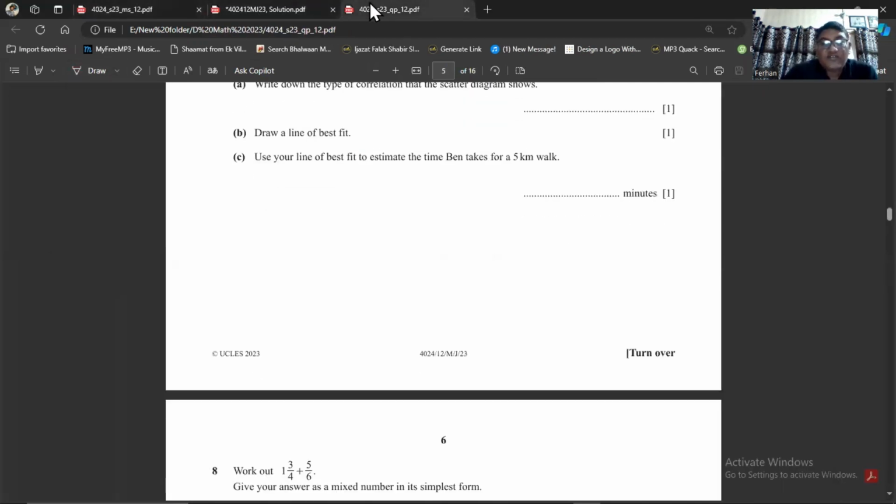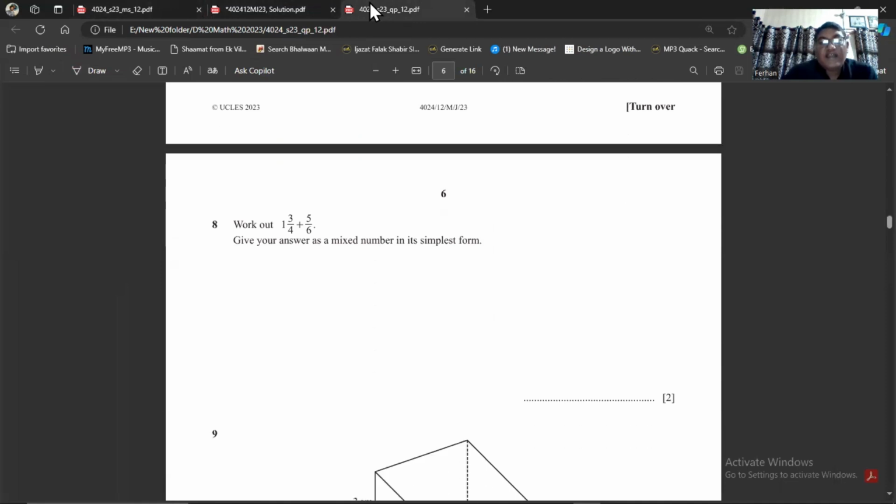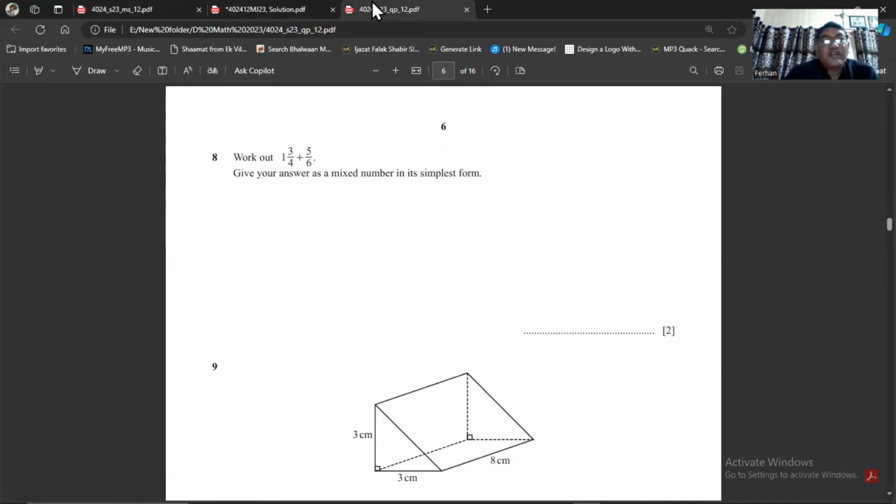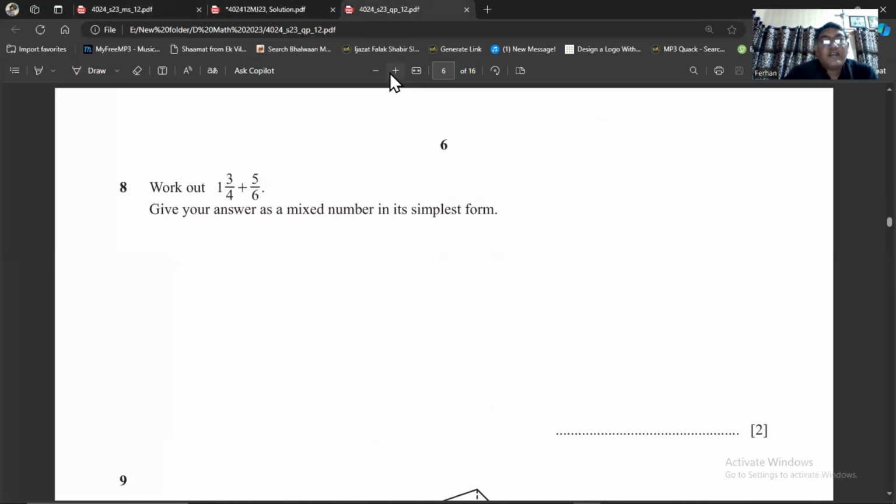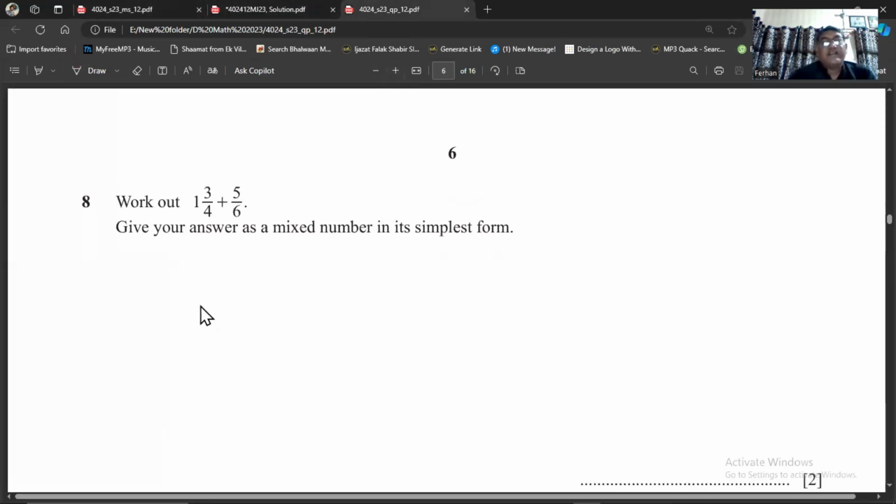Okay, so we are going to the next question. And the next question coming up on your screen is question number 8. It's a 2 marks question. Work out 1 whole 3 by 4 plus 5 by 6. Give your answer as a mixed number in its simplest form.